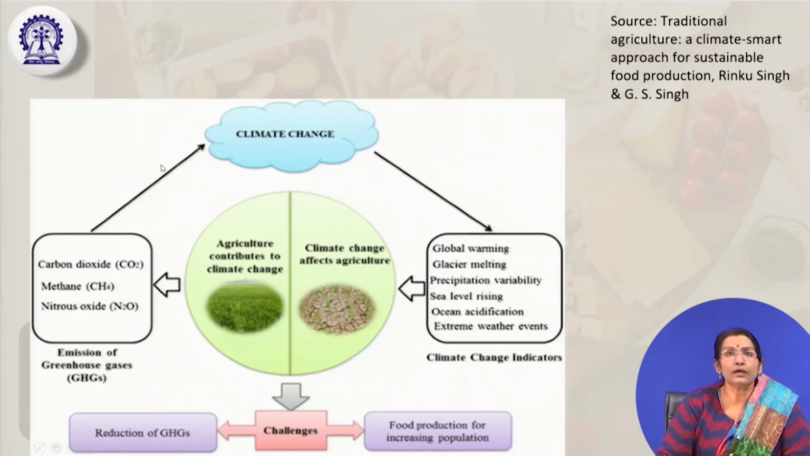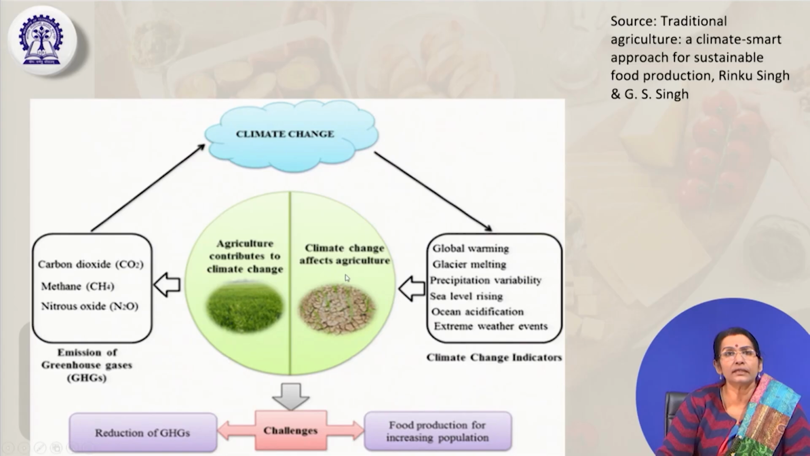So, again this is a framework of how climate change affects our agriculture. Agriculture contributes to climate change with the use of excessive manufactured inputs, that means pesticides and chemical fertilizers. It also increases gases like carbon dioxide, methane and nitrous oxide. That has a linkage that causes climate change. Similarly, it results in global warming, glacier melting, sea level rising, ocean acidification, all kinds of that. So, these are the after effects of this climate change.